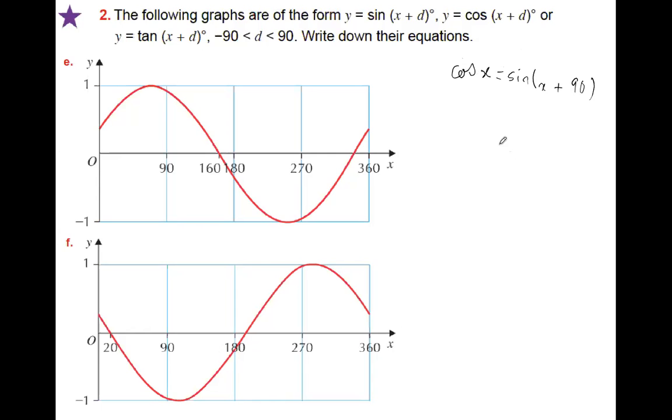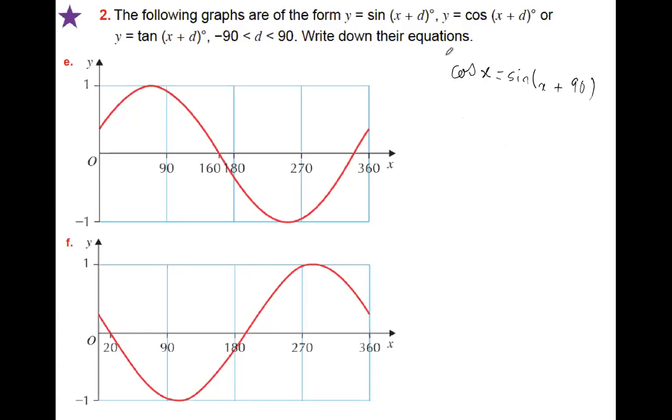So if I do sine 120, what do I get? 0.58, oh, it's radian. 0.866. And cos 30 should be the same. 0.866, yeah.